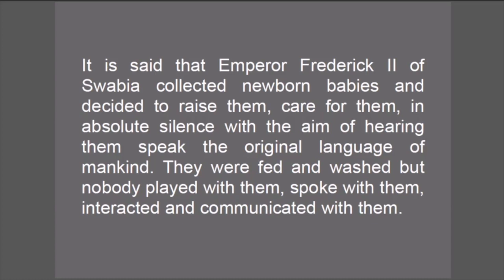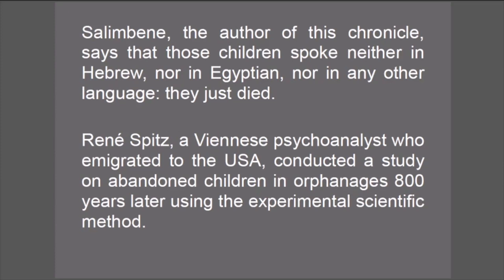It is said that Emperor Friedrich II of Swabia collected newborn babies and decided to raise them, care for them in absolute silence, with the aim of hearing them speak the original language of mankind. They were fed and washed, but nobody played with them, spoke with them, interacted and communicated with them. Salvin, the author of this chronicle, says that those children spoke neither in Hebrew, nor in Egyptian, nor in any other language. They just died.